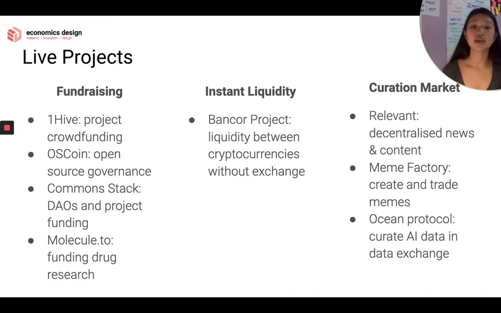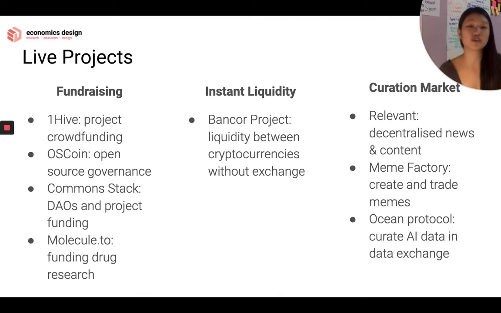And curation market, basically, what tokens are in this area in token bonding curve? It's a tokenized signal to say that this item is good or bad. And so we have projects like Relevant, decentralized news and content. We have Meme Factory, so they basically trade memes, and they support memes that will probably do very well. It's like a little game, and it's very funny. People are actually trading them.